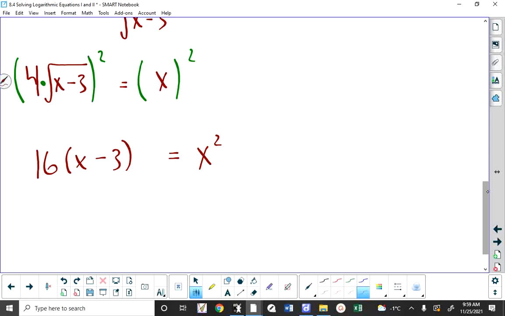I see that it's quadratic, which means I have to zero the equation. At the same time here, Andrea, I'm going to zero the equation by moving everything to the right side. At the same time, I'm going to expand that 16 times x minus 3. 16 times x is 16x, and I'm subtracting it. 16 times negative 3 is negative 48, but then I would have to add it.